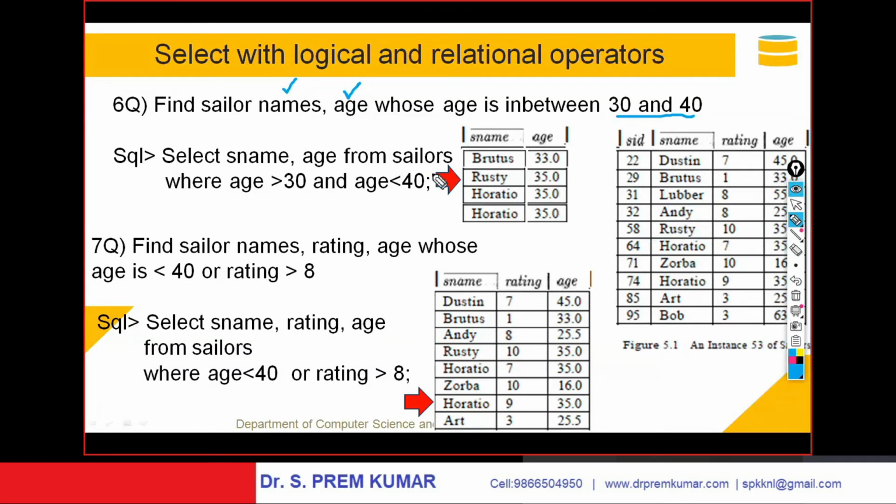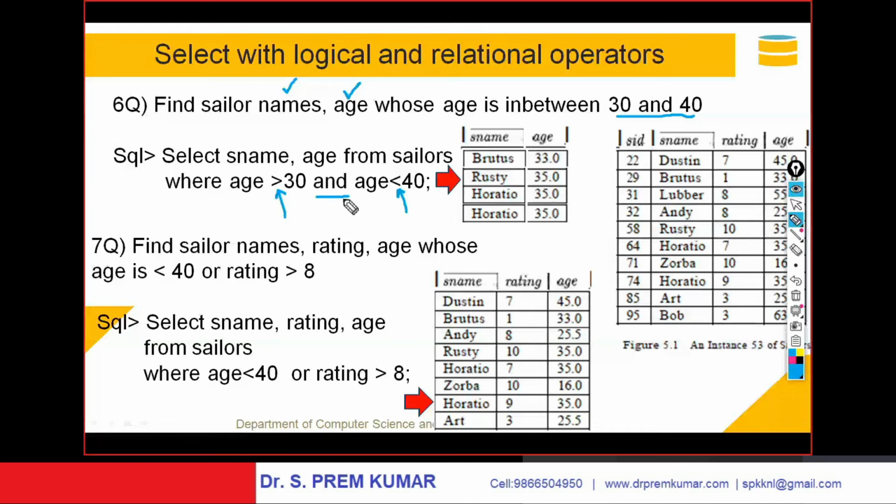Select name, age from sailors where age is greater than 30 and age is less than 40. I am using logical operators and relational operators here. It should be greater than 30 and, compulsorily, age should be less than 40. Select followed by the column headings name, age from sailors, where age is greater than 30 and age less than 40.